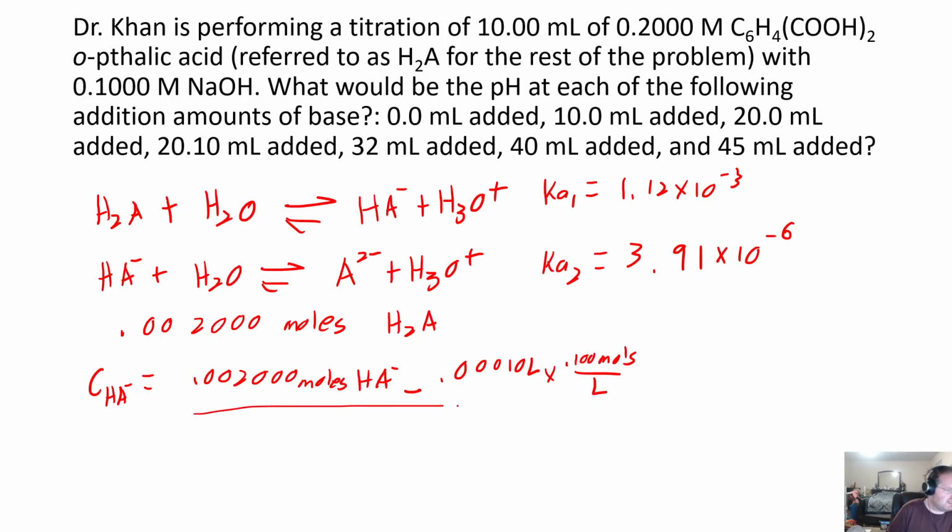And then for this one, we're going to need the concentration. I'm going to divide by the volume, which is going to be 0.03010 liters. That's 10 milliliters for the sample, 20 milliliters that we've added. When I find this concentration, it's going to be 0.06611 molar.